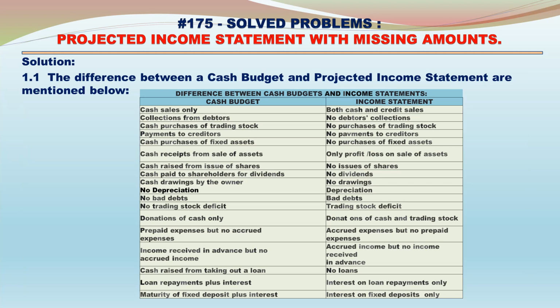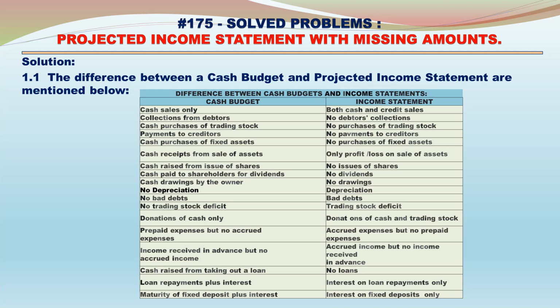Solution 1.1. The differences between cash budget and projected income statement are mentioned below. Cash budget: cash sales only. Income statement: both cash and credit sales. Cash budget: collections from debtors. In the income statement, no debtors collection is available. Cash budget: cash purchases of trading stock. Income statement: no purchase of trading stock.